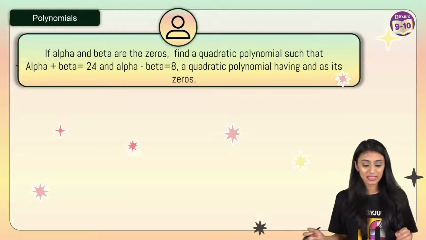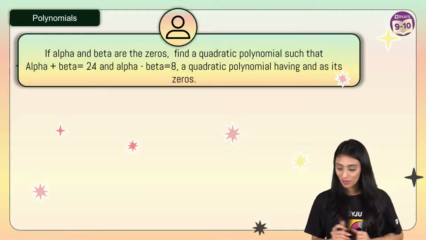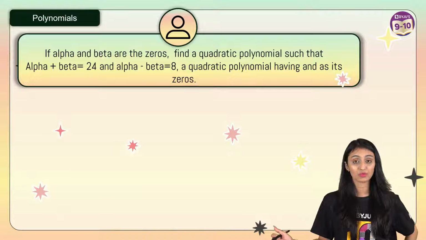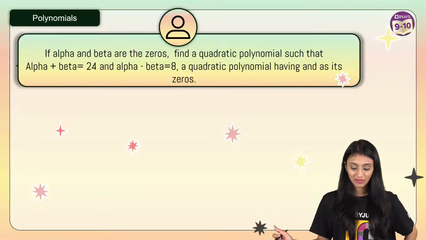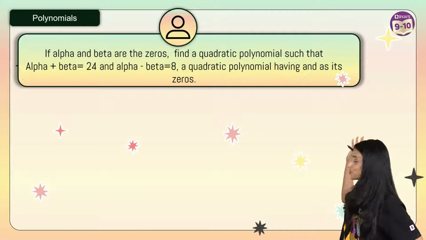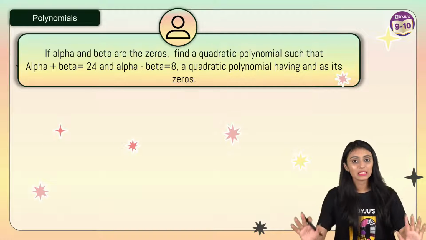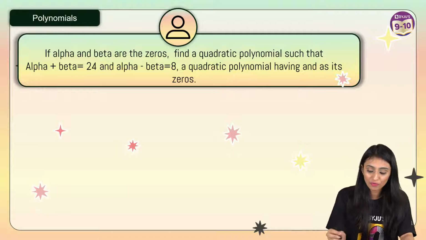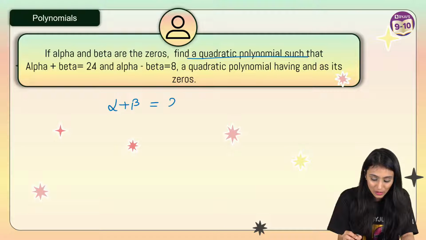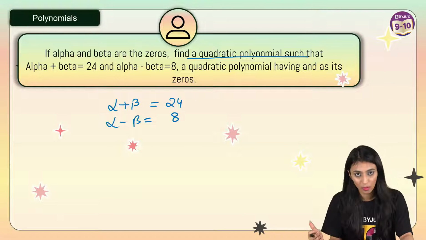This is from polynomials. If alpha and beta are the zeros, find a quadratic polynomial such that alpha plus beta is equal to 24 and alpha minus beta is equal to 8. A quadratic polynomial having alpha and beta as its zeros. See, this is a question I'm sure you might not be able to understand because this is what we got from the student. But what it actually means is that you have to form a quadratic polynomial, right? Where alpha and beta are the zeros, and we're already given that the sum of the zeros is 24 and the difference between the zeros is 8. Now you have to frame the quadratic polynomial.